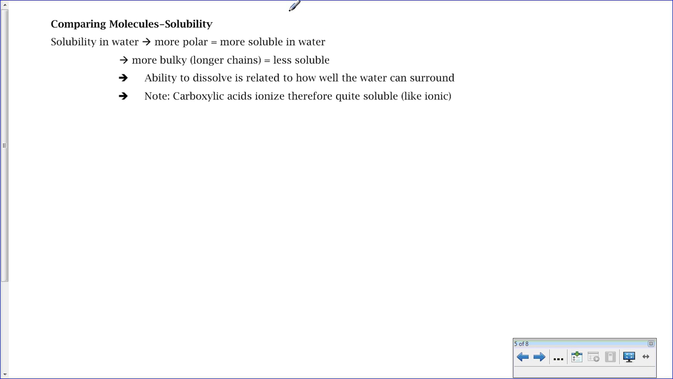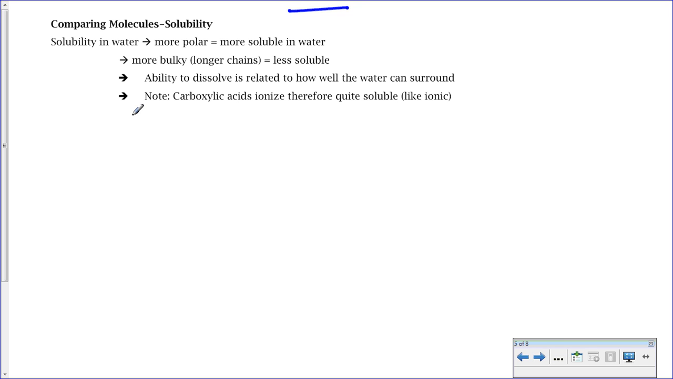Now, when we're comparing solubility, the focus is to look at solubility in water. And a reminder that water is a polar molecule. So therefore, when we're looking at solubility, we're looking for how polar a molecule is and its ability to interact with water. The more favorably a molecule can interact with water, the more soluble it's going to be. And we also want to look at water's ability to surround the molecule. So lengths of chains are going to be important in addition to the families that we're looking at.